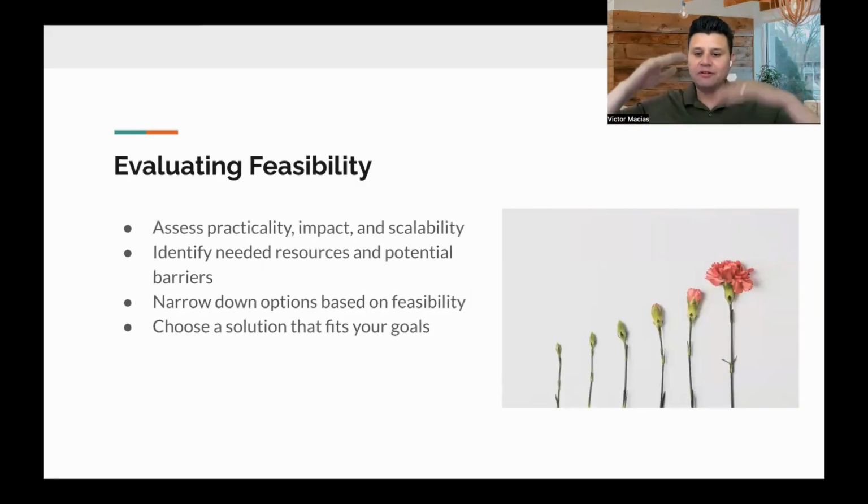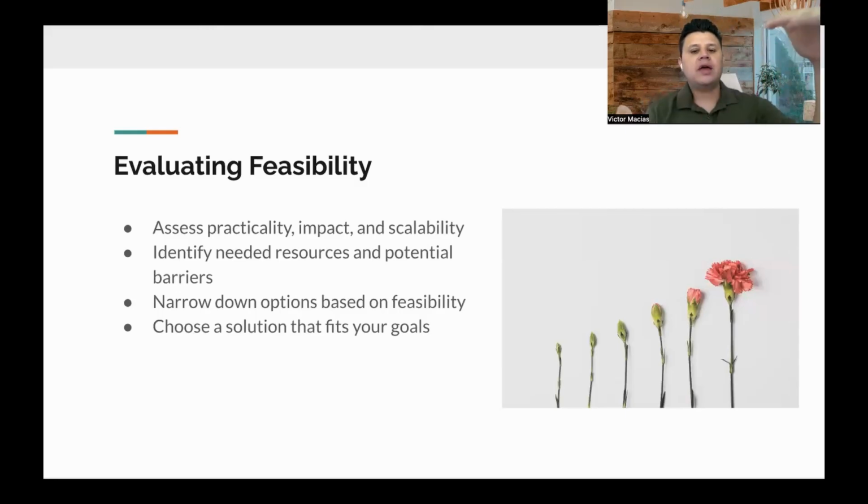Once you have a list of ideas, 10, 15, 20, then we want to do what's called evaluating feasibility. Can this idea actually be turned into a business? For this, we're going to assess the practicality, the impact, and the scalability. As we go through this process, I'm going to touch more on what scalability is. We want to identify the resources and potential barriers. So rather than say, hey, I love this idea and start, we need to think ahead as to what barriers and roadblocks we might run into so that we can plan for them now.